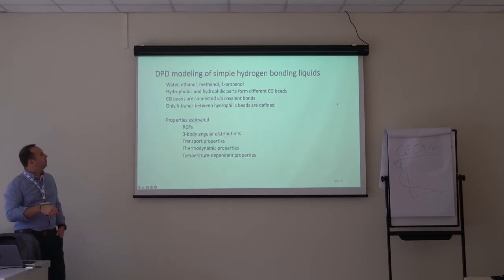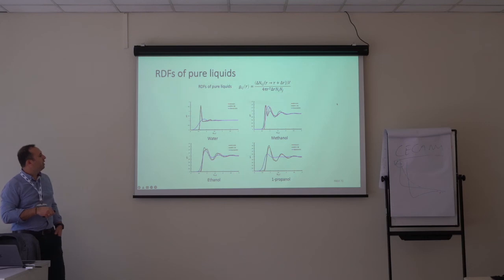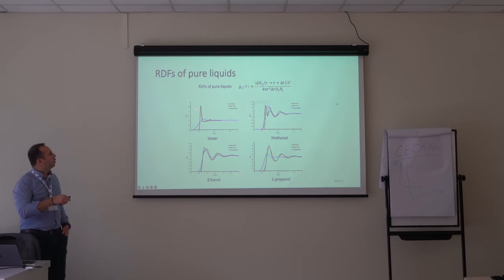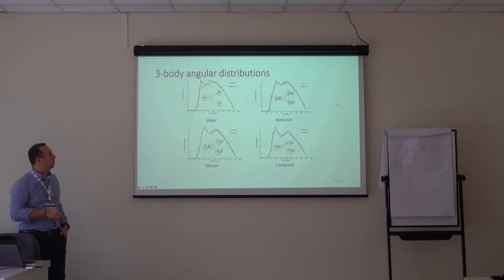Again, we studied a similar system. We estimated a lot of properties. Later I will show you how we computed that. But for the RDFs, for pure water, this is classical DPD, and this is atomistic. Hakan did all the atomistic simulations there. We also compared with DPD, and we also have a nice estimation with methanol, ethanol, and 1-propanol. Here you can see that you cannot do this with classical DPD, so that's quite nice.